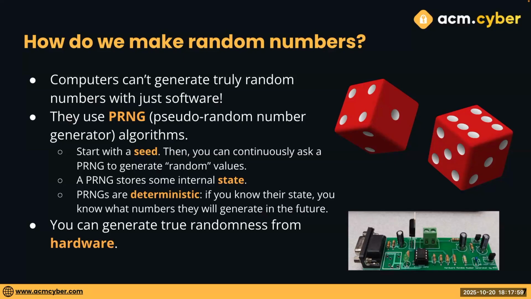PRNGs are deterministic, which means that if you know their state, you know what numbers they'll generate in the future. This is different from true randomness, because a truly random process shouldn't be predictable no matter what. To get true random numbers, you have to use some hardware device. The problem with that is that these hardware devices are a lot slower than just running an algorithm on your computer that computes these numbers really fast. So oftentimes we will use PRNGs.